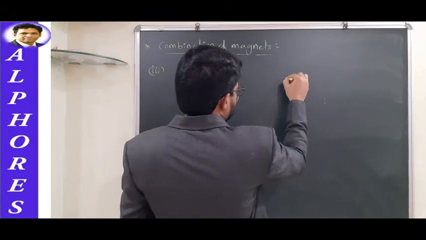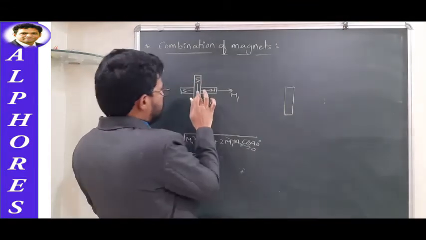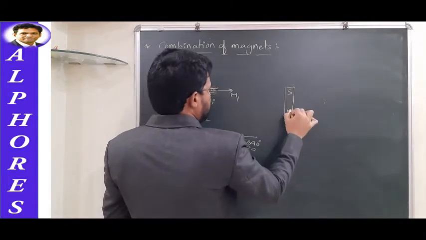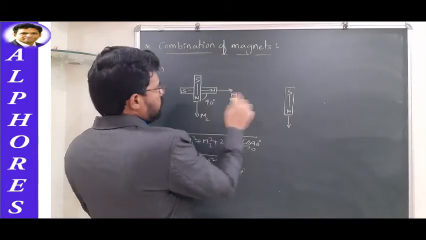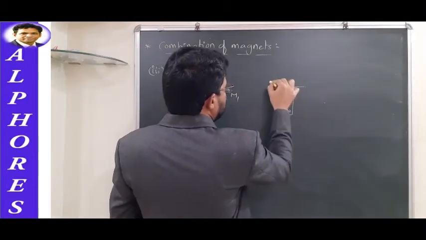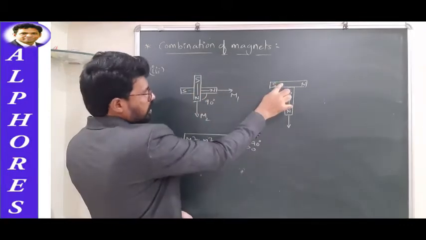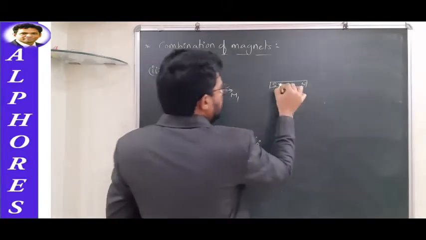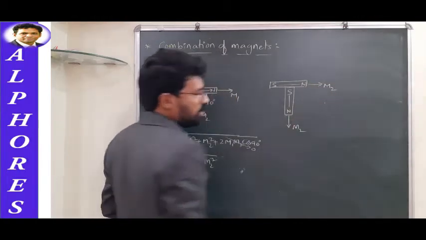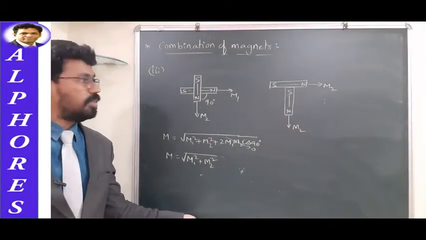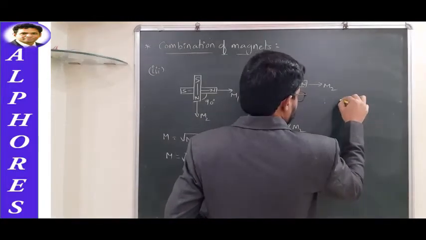See, I will arrange this magnet here. Okay. And I will arrange this magnet here. This one is kept here, this one is kept here. Now what is the angle between these two? Again, the angle between M1 and M2 is equal to what? 90 degrees. Or you can also have something like this.